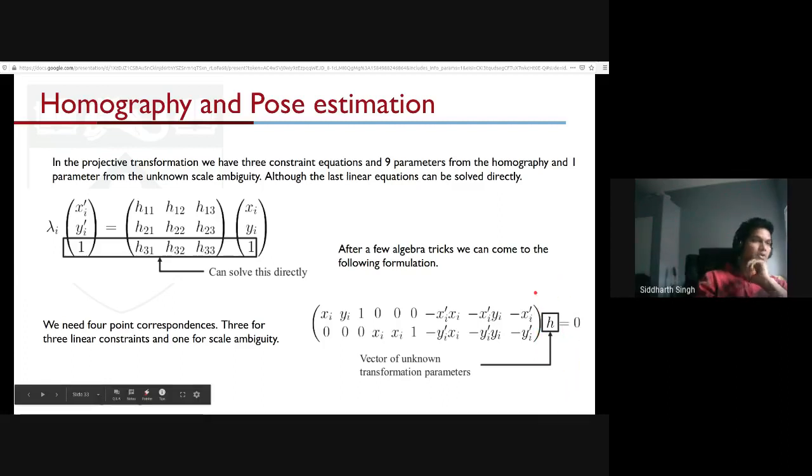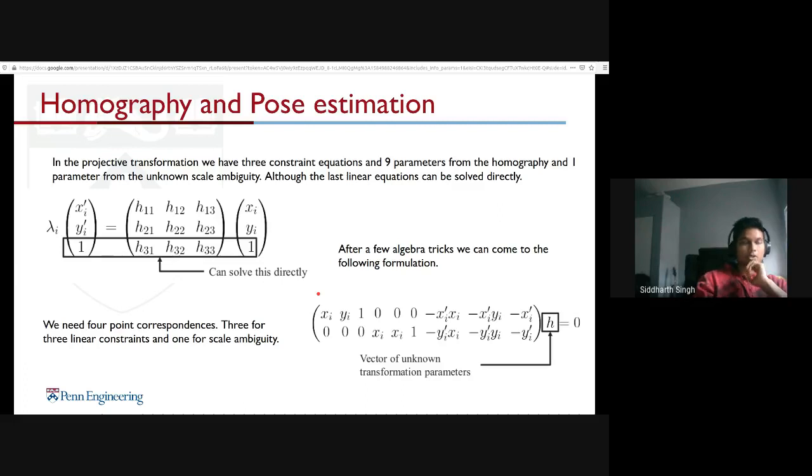So we have entirely gotten rid of the lambda using the linear algebra tricks, because we're able to transform this entire problem into a set of three linear constraints and one scale constraint, right? So we're able to eliminate the scale, and we get a formulation which only has point correspondences and a vector of 9 parameters.